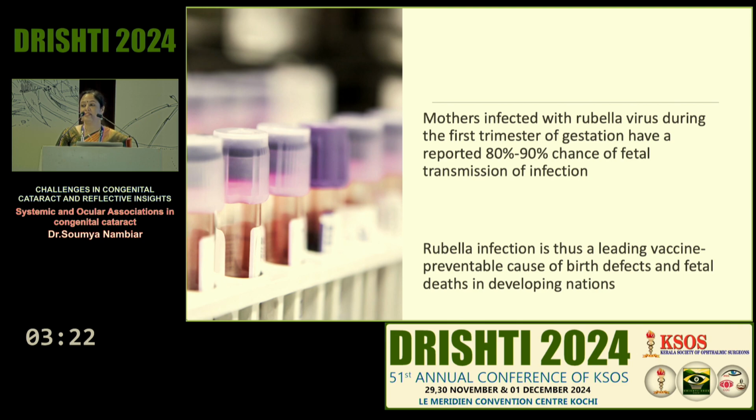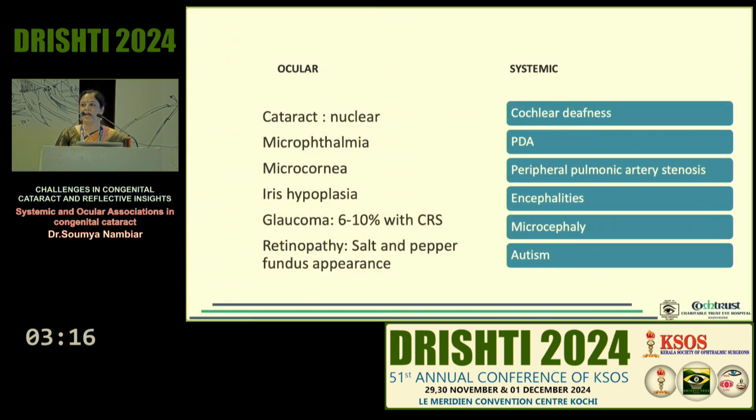Rubella infection is thus a leading vaccine-preventable cause of birth defect and fetal death in developing nations. And the most common ocular associations that you have to look for when you see a child like this are microphthalmia, microcornea, and iris hypoplasia. You will see that the pupil is not dilating much, and glaucoma can occur in 6 to 10% of congenital rubella syndrome. And in the fundus, look out for salt and pepper fundus appearance.